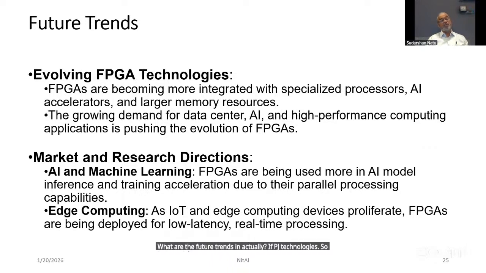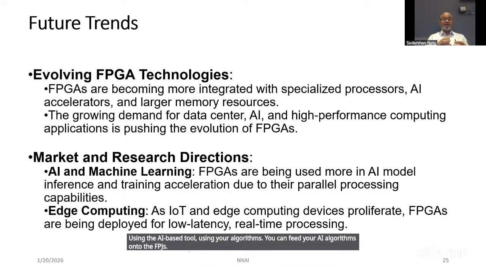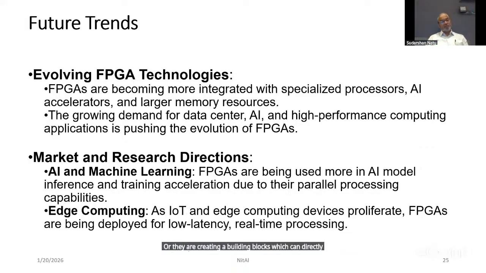FPGA technology is an evolving technology. What I used 20 years before and what is available to use today are way different. Architectures are the same, but the complexities, the IP available, the tool chain available, and the sophistication have grown. And with the advantage of AI technology, it is gaining popularity in terms of the designing itself, using AI-based tools. You can fit your AI algorithms onto the FPGAs, or they are creating building blocks which can directly fit onto the FPGAs as well.